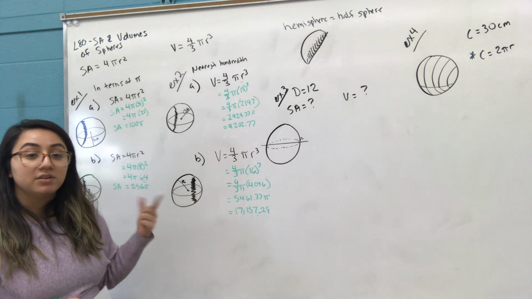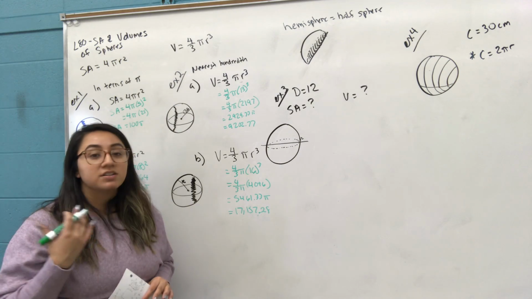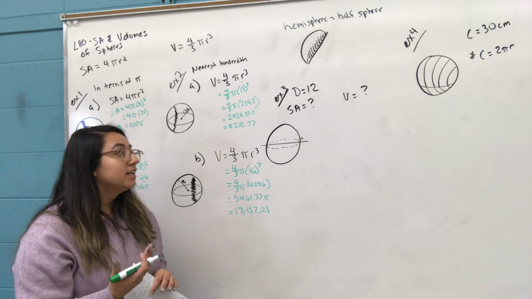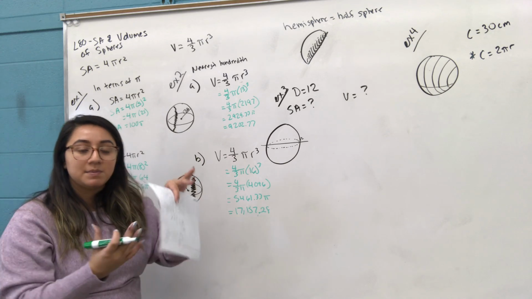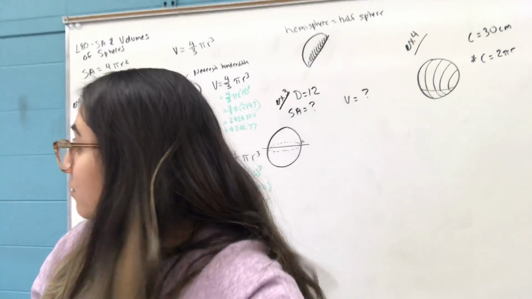Find the surface area, volume. Here is where it gets a little bit complicated. It's called a hemisphere. That means cutting, let's say a basketball or just any type of ball, you cut it in half.